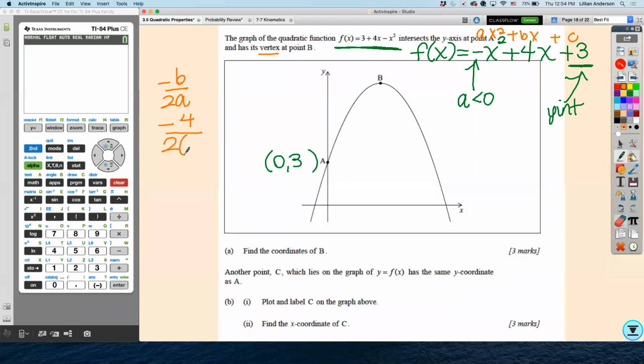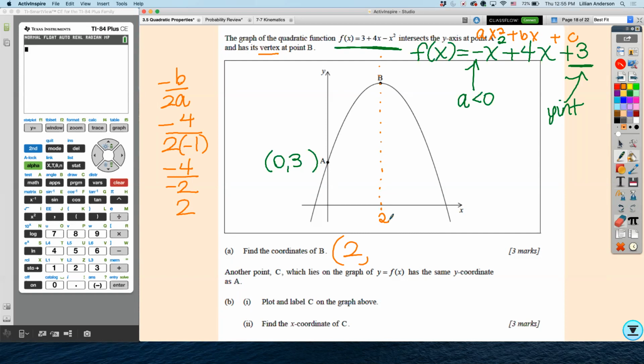And what's the value of A? Okay, I have the negative in front of me. -1. So I have -4 over -2, which is what? 2. Positive 2. So the X coordinate of my vertex is +2. I use -b/2a, plugged in my points, and simplified, and that's the X coordinate of my vertex. That is also my axis of symmetry. I might not need that information, but it doesn't hurt to have.